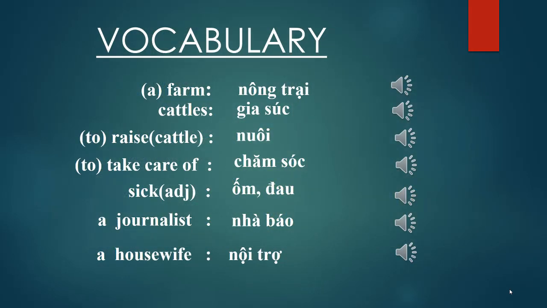Let's listen and repeat again. Farm. Cattle. Raise cattle. Take care of. Sick. A journalist. A housewife. Good. Now you have 2 minutes to copy down in your notebook.